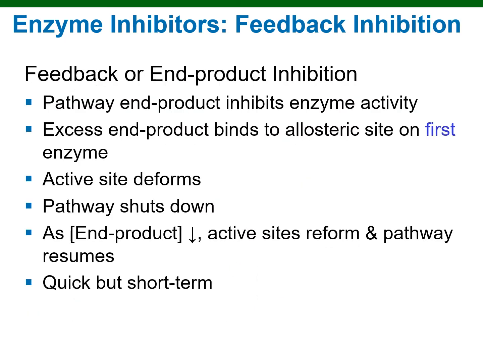Now that we've learned a bit about how non-competitive inhibition works, we can look at feedback or end product inhibition as a way that cells can use this form of inhibition as a negative feedback loop mechanism. Okay, so this slide is entitled Enzyme Inhibitors with Respect to Feedback Inhibition, otherwise known as a negative feedback loop physiologically.